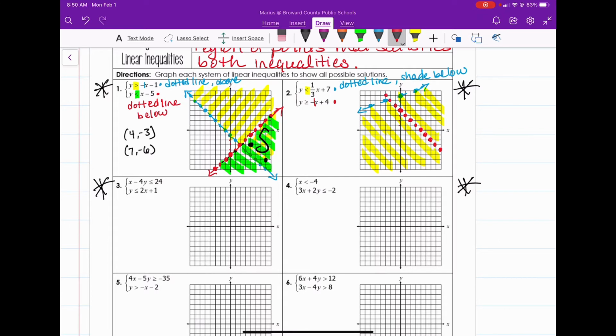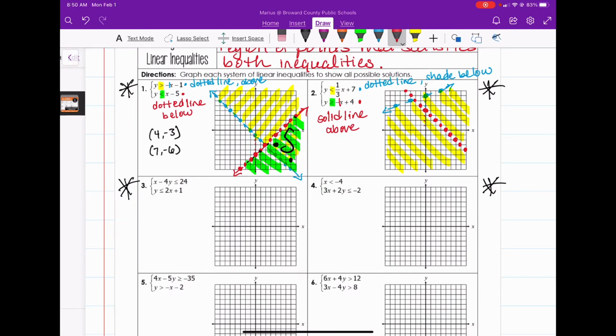Okay. And there we go. Now, let's take a look at this inequality symbol. For the red line, it's going to be a solid line, and we're going to shade above the line because it says greater than. It's solid because it says greater than or equal to. It has the equal to part, and it's above because it says greater than.